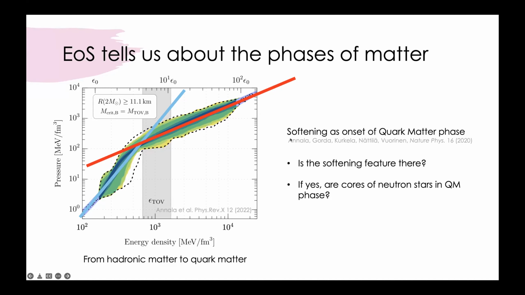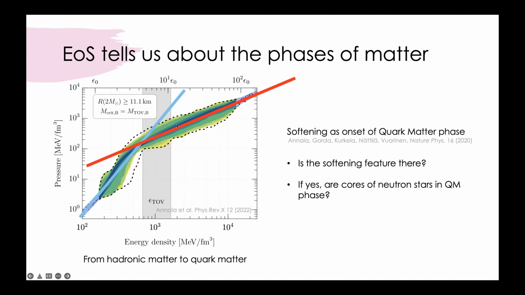Now, in this talk, I'm not going to discuss the details of why we believe that the equation of state softens here around this energy density. I'm not going to address the question whether or not that should be interpreted as quark matter, but I'll take a little step back and ask whether or not that feature actually is there. So does the equation of state have this softening feature? Is this a robust prediction?